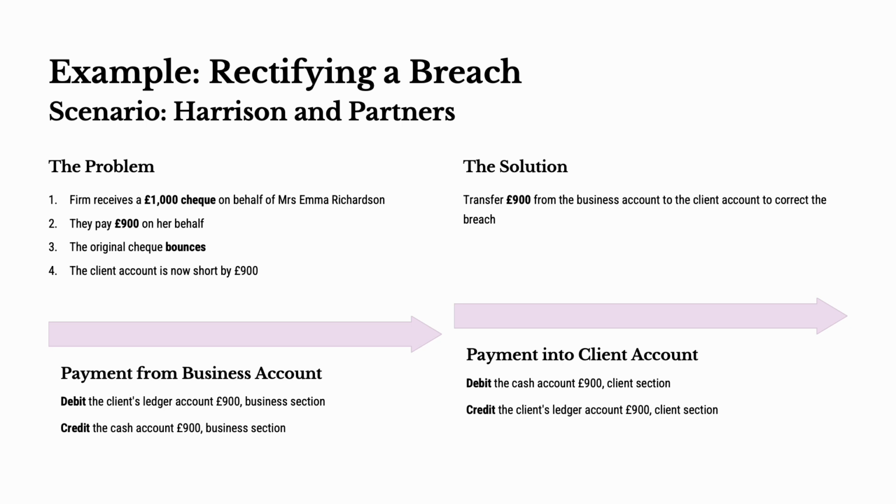Record it in two steps. First, from the business account, debit client ledger £900 in the business section, and credit cash account £900 in the business section. Then into the client account, debit cash account £900 in the client section, and credit client ledger £900 in the client section. Now problem solved, rules satisfied, and no angry client calls saying you have just siphoned off my money.